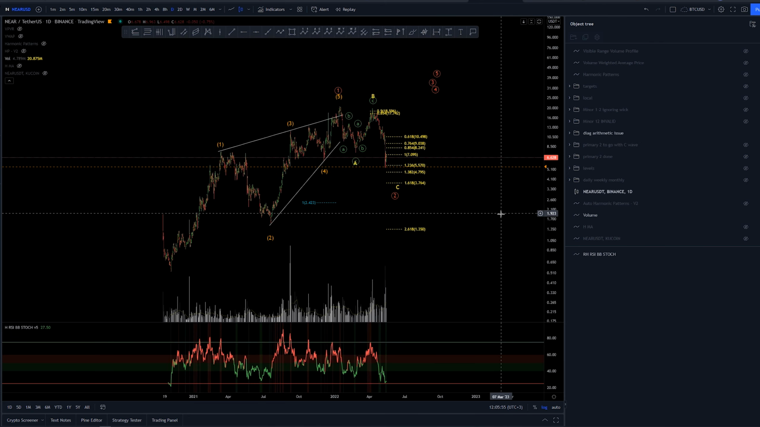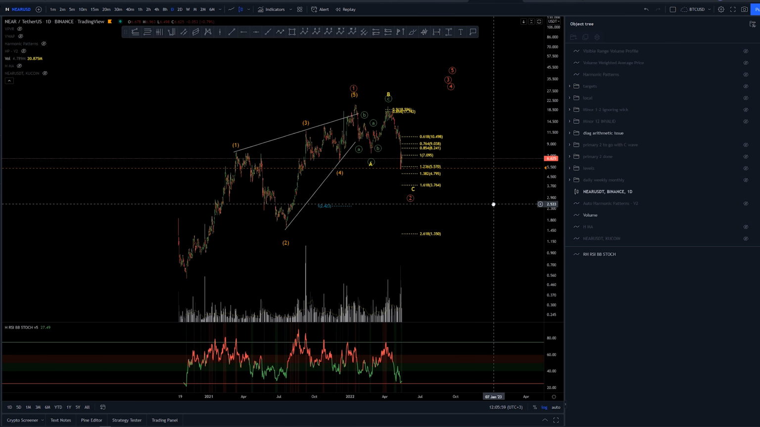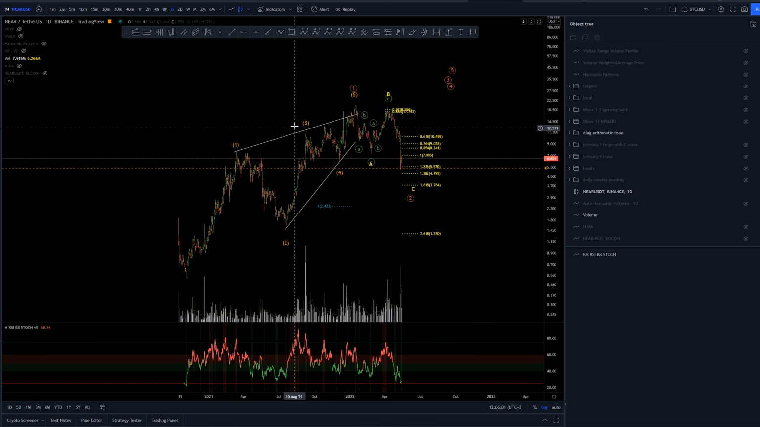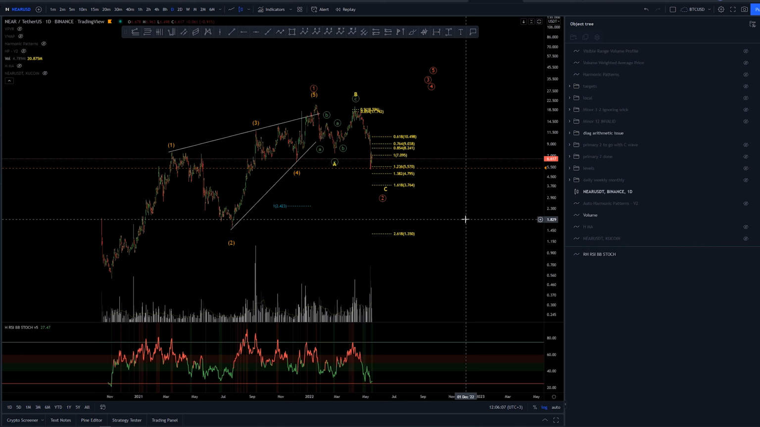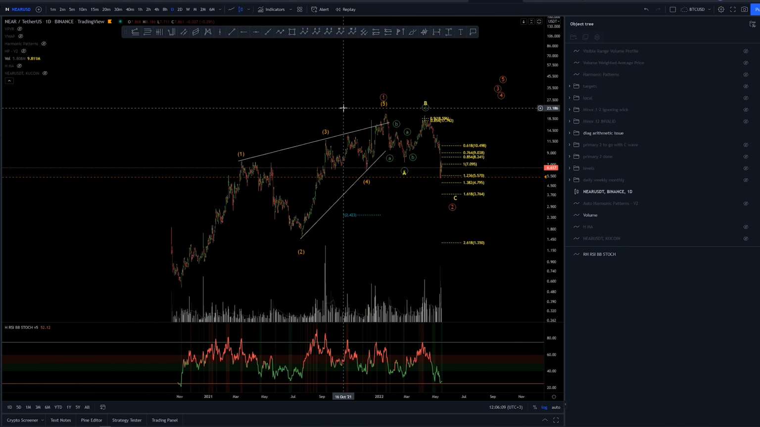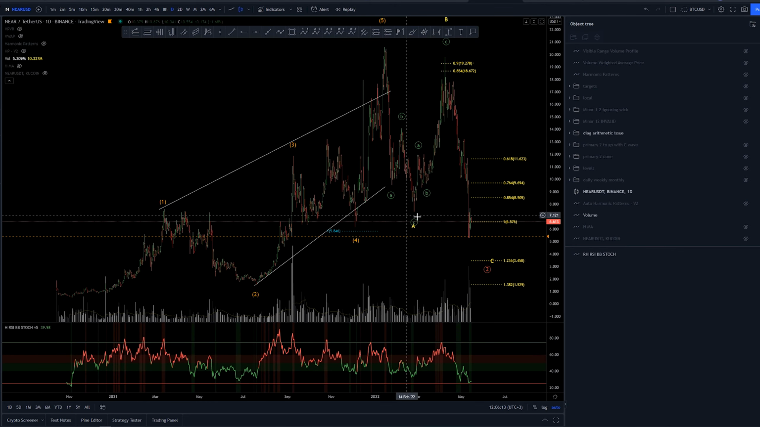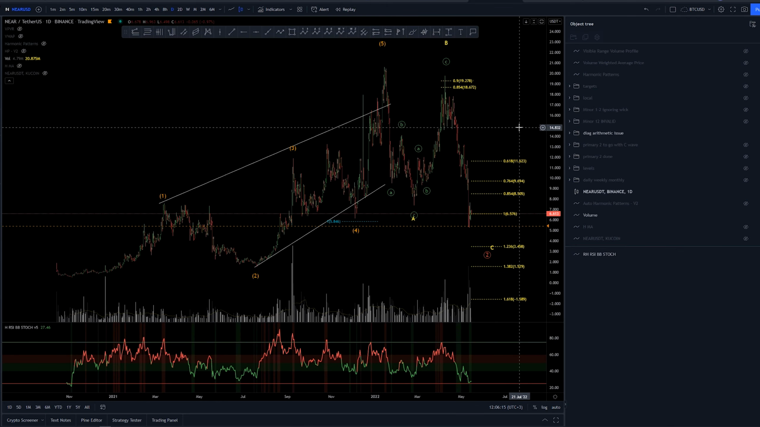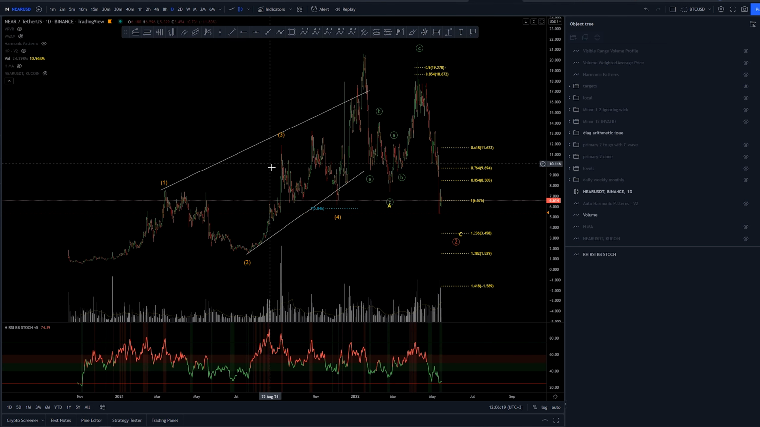I found another somewhat okay looking structure here as a possible 1, 2, 3, 4 and 5, a contracting diagonal into 1. Now the only issue here is when we go out of logarithmic scale. As we are expecting some kind of diagonal here, on logarithmic scale we saw a contracting diagonal. Here it does not look like one.